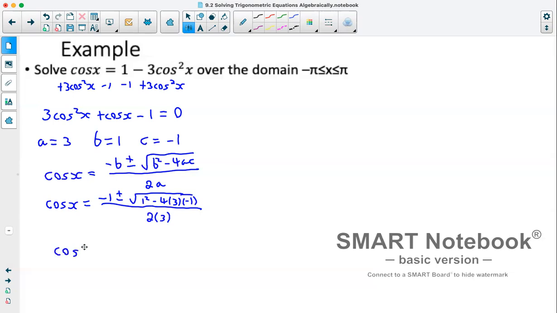So we'll go through and simplify this. We've got cos x is equal to negative 1 plus or minus the square root of 13 over 6. So we will calculate each possible value we can get for this. So we have negative 1 plus root 13 over 6 and negative 1 minus root 13 over 6. And that's going to give us 2 answers. So that gives us cos x is equal to 0.4343 as well as negative 0.7676.